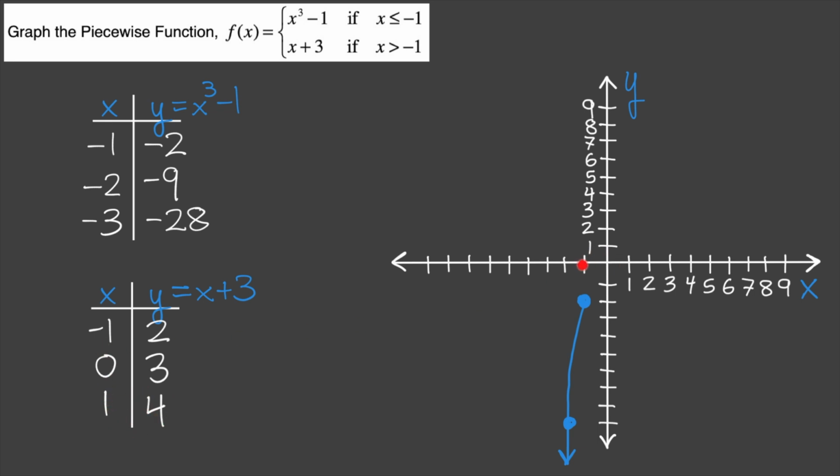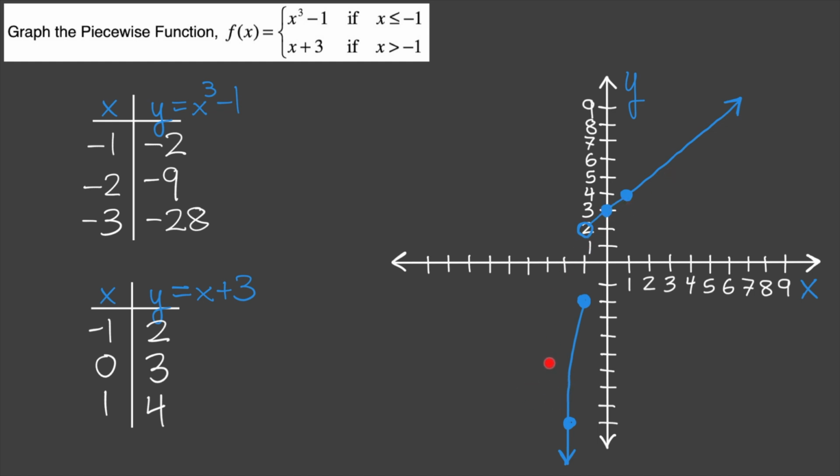So negative 1, 2 is right there. That's going to be an empty circle, really important. So we have our empty circle there because it's not defined, because it says x is greater than negative 1. 0, 3 is up 3, so it's like right there. So we put a point there. And then next we have 1, 4. So we go right 1, up 4, which is like right there. So we put a dot right there. All right, and then we know this is a line, so we just draw a line going up and to the right here. So there's our graph.